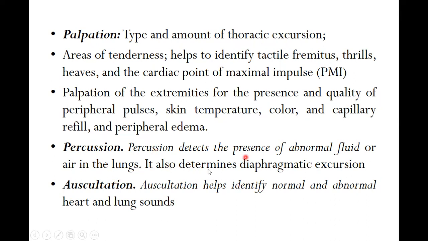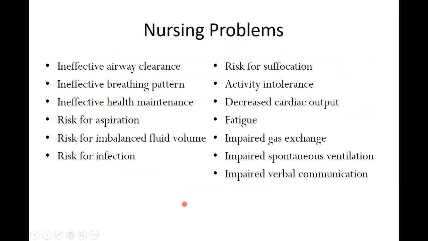In percussion, you want to percuss to get those abnormal lung sounds that may be, for example, dull sounds. Normally, when you percuss the chest, it is resonant to percussion. But you may find that if fluids have accumulated, then you get a dull sound on percussion. Then with auscultation, this helps to identify normal and abnormal heart as well as lung sounds.